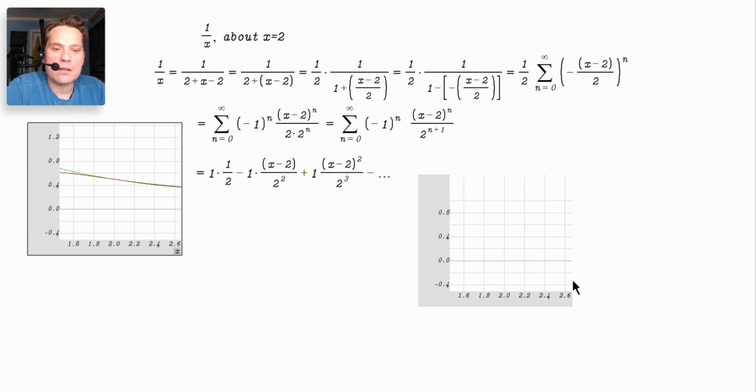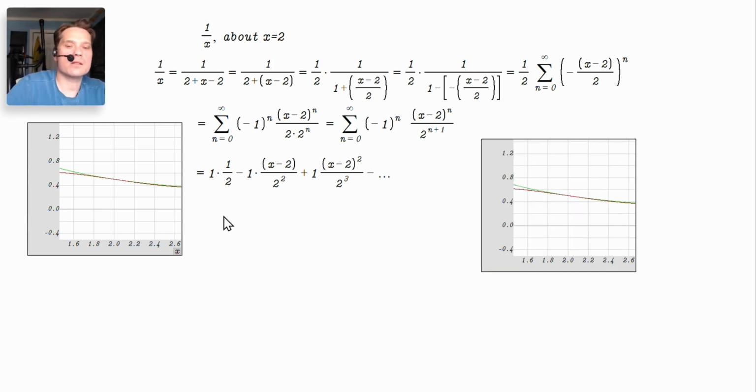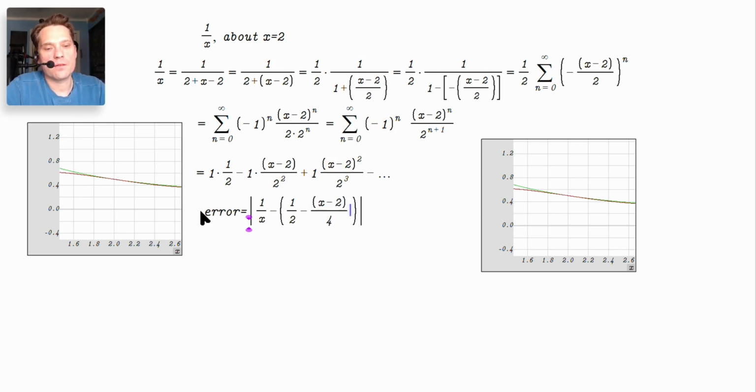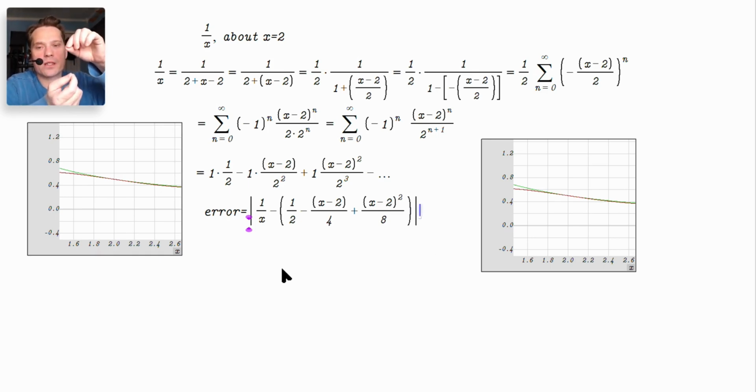You can do the error here as follows. So error is pretty much, you can define it as follows. So it's the function, 1 over x, minus the approximation, let's say using the first three terms. So minus the 1/2, minus the x minus 2 over the 4, and then plus the x minus 2 squared over the 8, like this. So this is just the error. It's just a little vertical separation between the graph of the function and also the approximation.